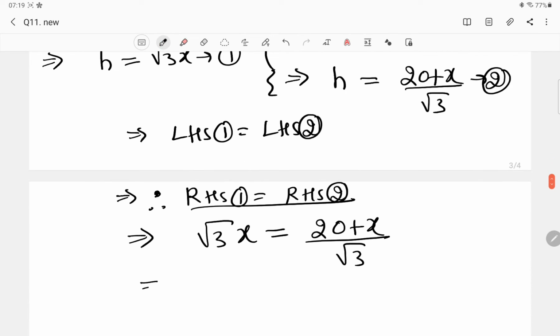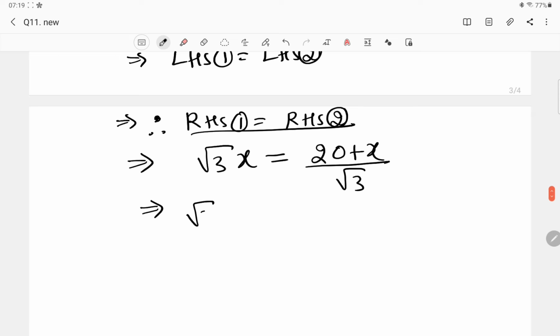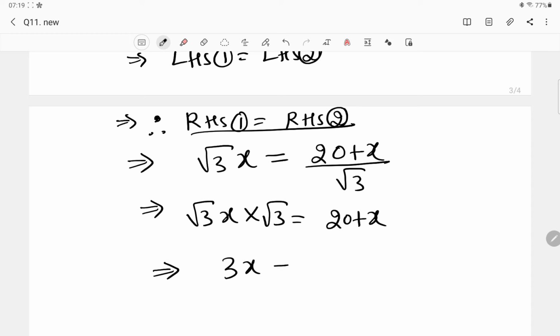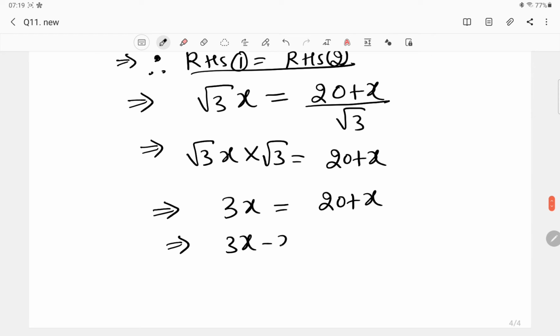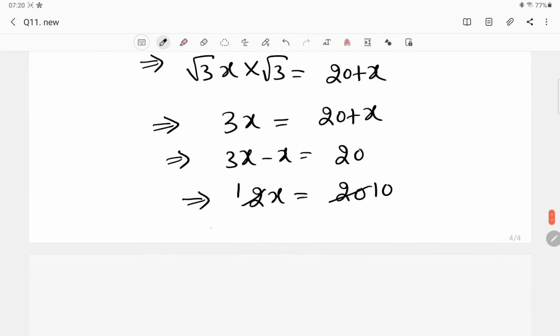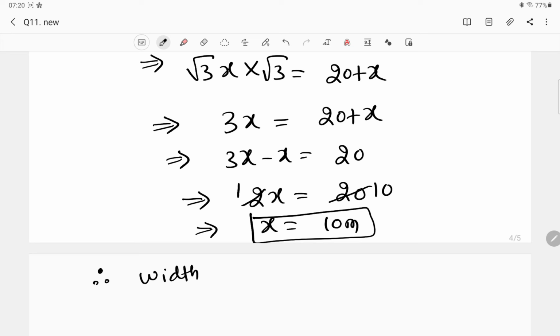Now let me bring this root 3 this side. Root 3x into root 3 is equal to 20 plus x. Root 3x into root 3 is 3x, so 3x is equal to 20 plus x. Let me bring that x this side. 3x minus x is equal to 20, so that becomes 2x. 2x is equal to 20. So x is equal to 10 meter. That is the width of the canal. Therefore, width of the canal is equal to x is equal to 10 meter.